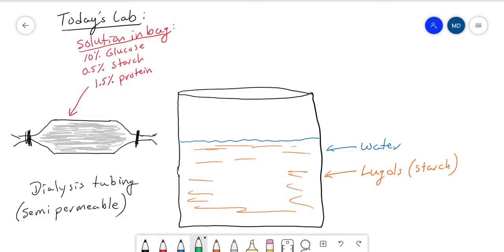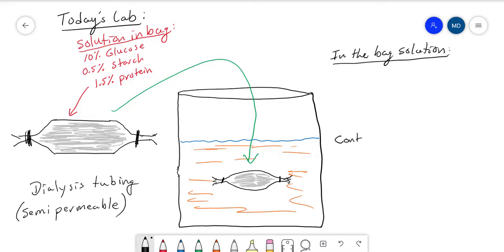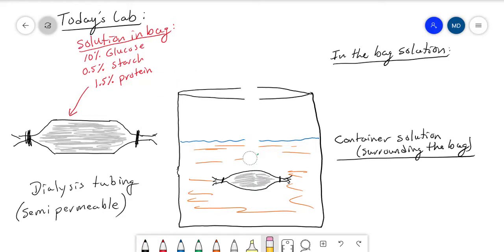We will then place the dialysis bag into the beaker containing the Lugol solution and then wait 75 minutes to allow any small molecules to penetrate through the dialysis bag and into the surrounding solution, or vice versa. After 75 minutes, we will then run our 3 tests for solutes to determine if any of the solutes have penetrated into or out of the bag.